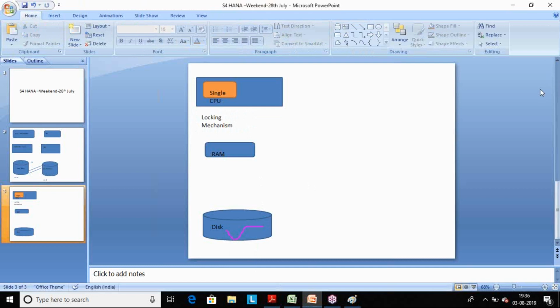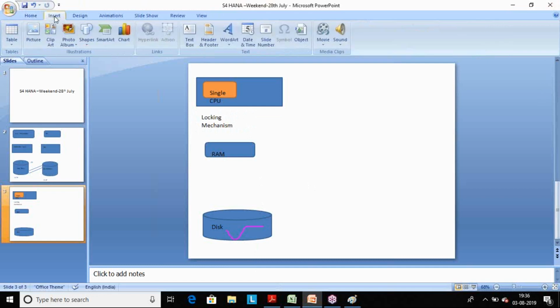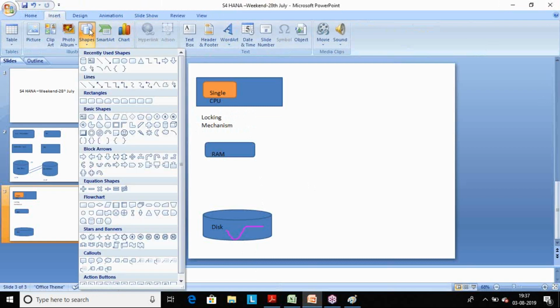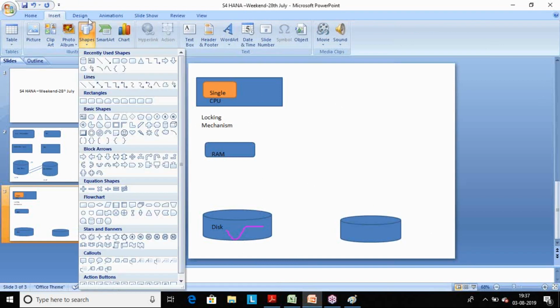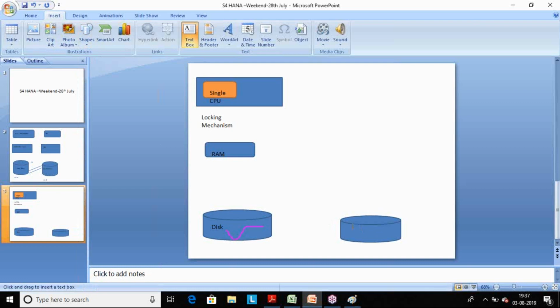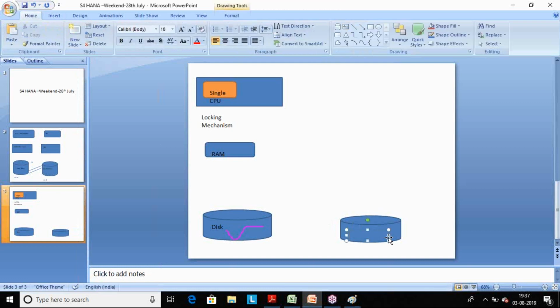Now, what will be the future? In the HANA system, or in an in-memory system with multi-core processing, which is also known as parallel processing, it is the same architecture, but we are going to see it in a different way. Can we replace the disk? No, the disk will always be there, because this is your main memory. So again, we need the disk also.